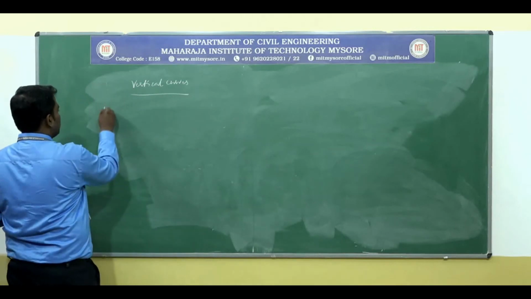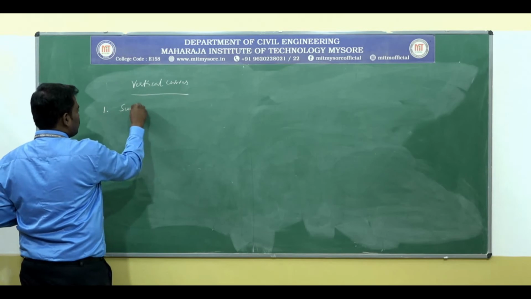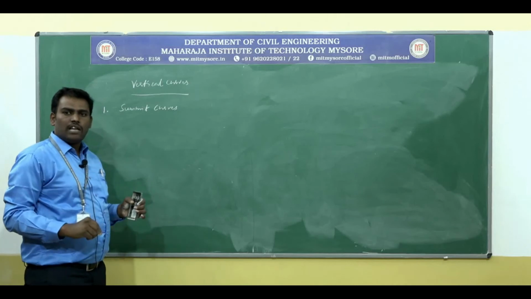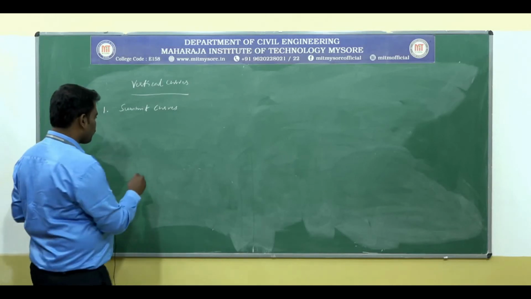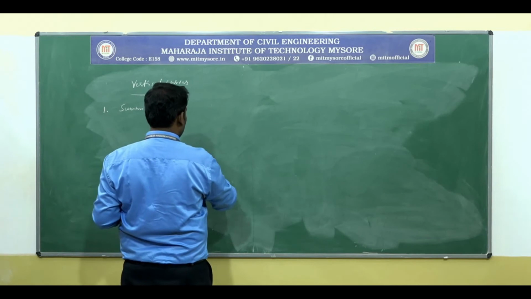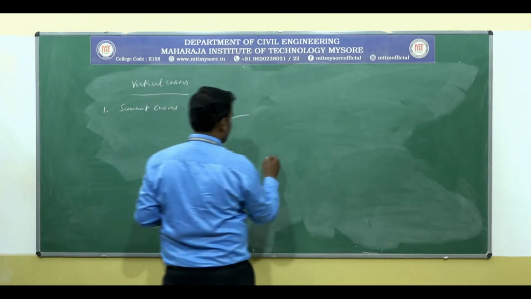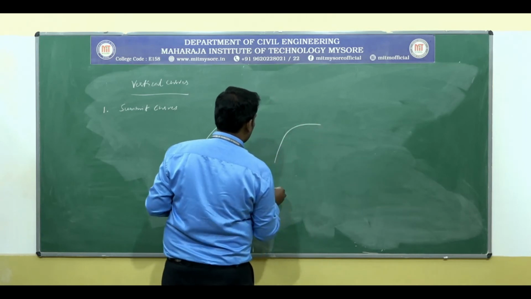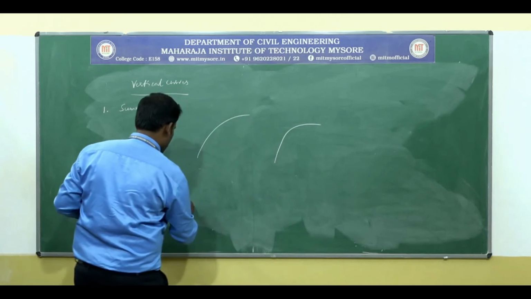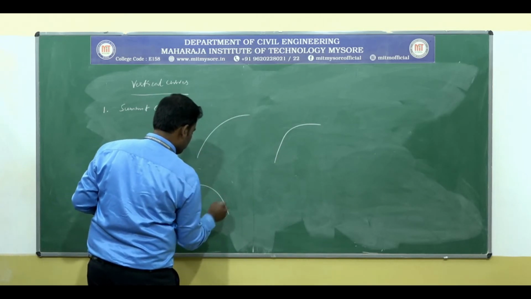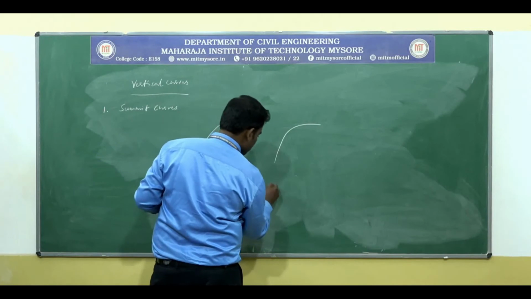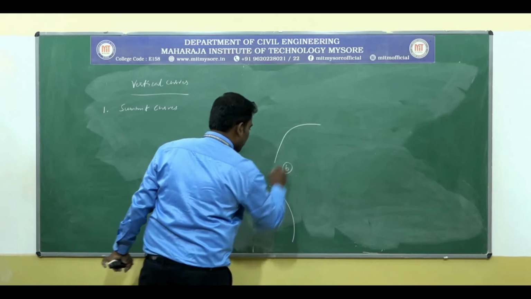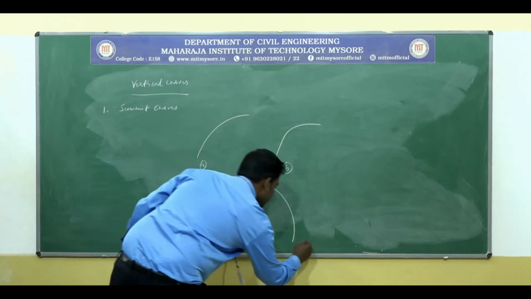If you consider the first one, summit curves or crest curves with convexity upwards, this is case number A, this is case number B, and case number C, this is case number D.